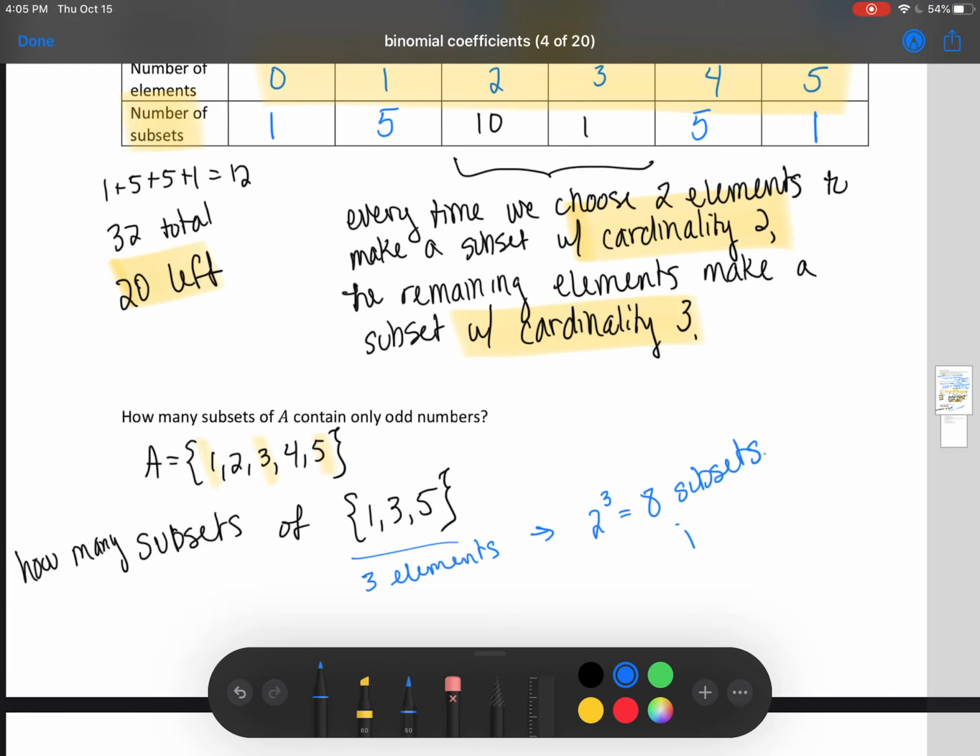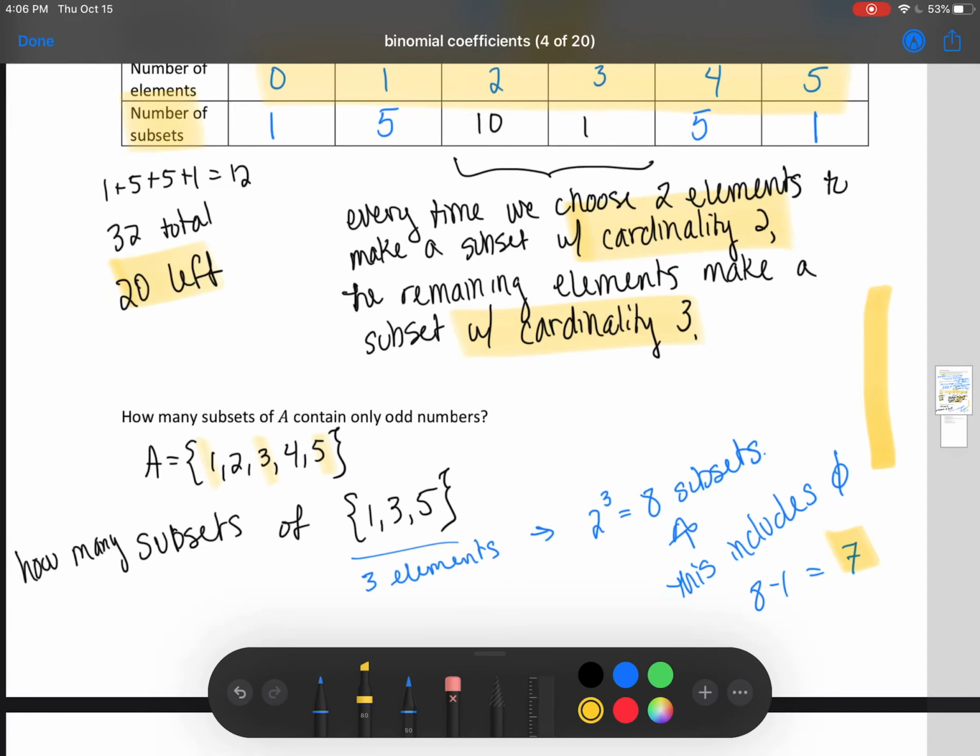Okay, but we have to be careful because this includes the empty set, which of course doesn't have any elements in it, which means it doesn't have only odd numbers. It doesn't have any numbers in it at all, in fact. So we just need to subtract the empty set. So that leaves us with 7. So the answer to how many subsets of A contain only odd numbers would be exactly 7. And again, you could write them all down if you wanted to.